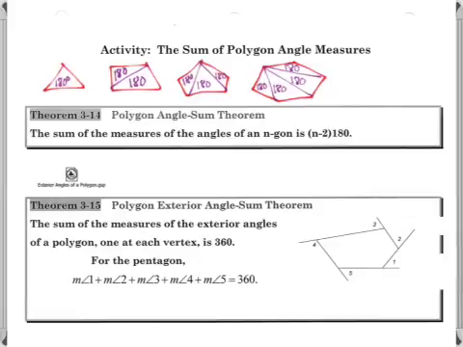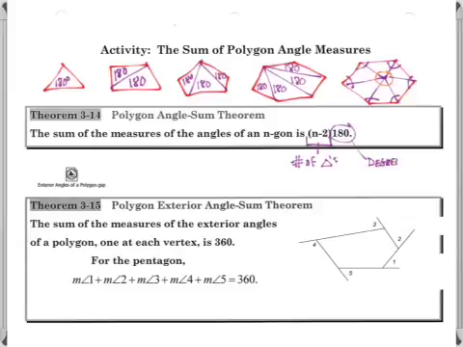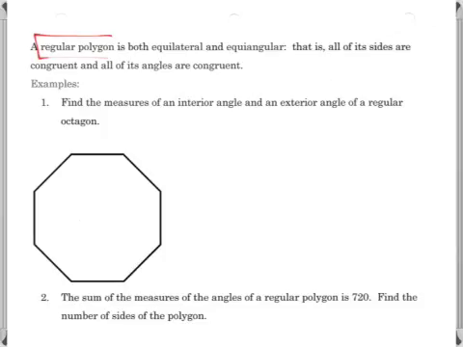Alright, we also have the exterior angle sum theorem, which states that if you take the exterior angles and add them up, you're going to get a full rotation. You have to go all the way around. So that's going to be 360 degrees. It doesn't mean they're all the same, but if we take the exterior angles and add them together, we get 360 degrees. And we'll look at a proof for that later in class.